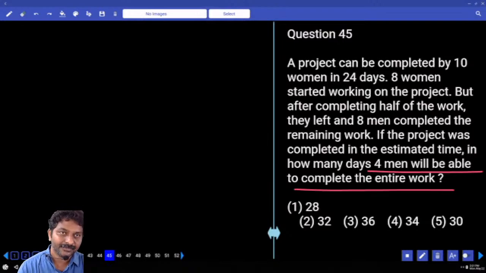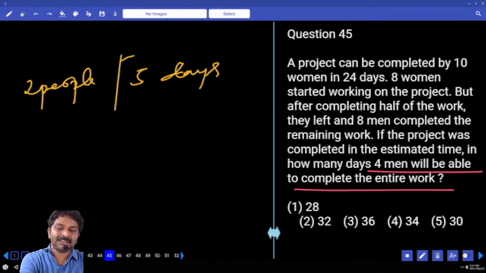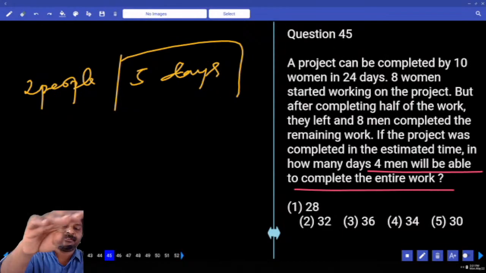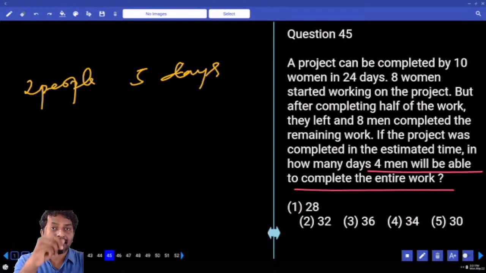Take a box in the room. 2 people are there. If both can complete this box in 5 days, 2 people can complete the work. Work in the sense of finishing the box. If 2 people can do it in 5 days, 1 man can do it in 10 days, right? So that is what I was telling you.